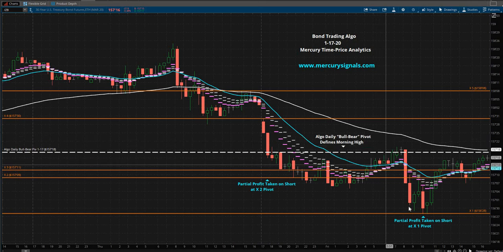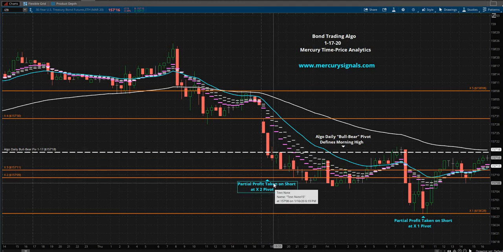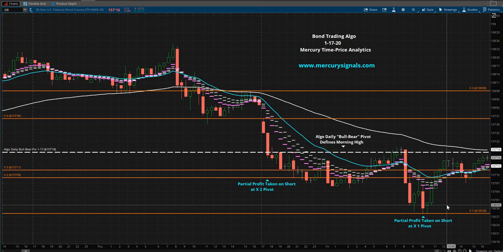Now, at this point, if you're trading in thirds, for example, you could take a first third of the profit here. You can take your middle here, and then just let the runner run.